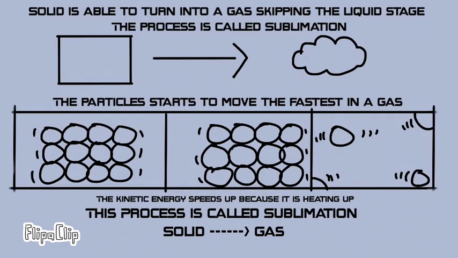Solid is able to turn into a gas, skipping the liquid stage. This process is called sublimation. The particles start to move the fastest in the gas. The kinetic energy speeds up because it is heating up. This process is called sublimation, a solid to a gas.